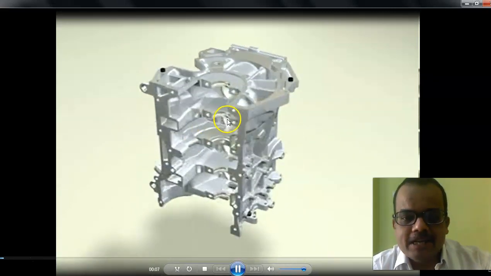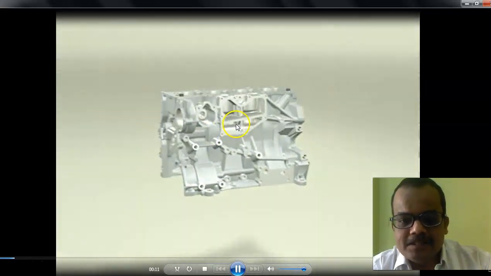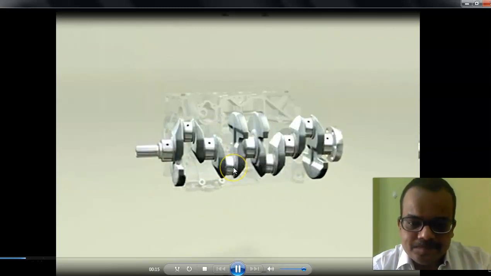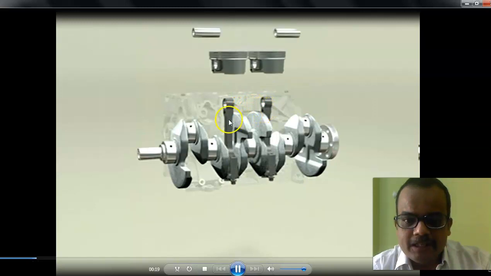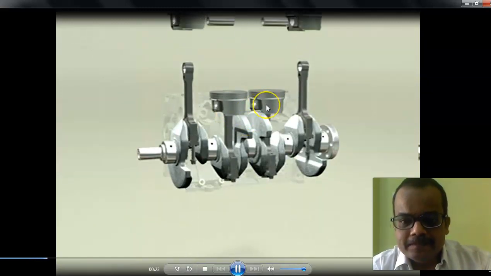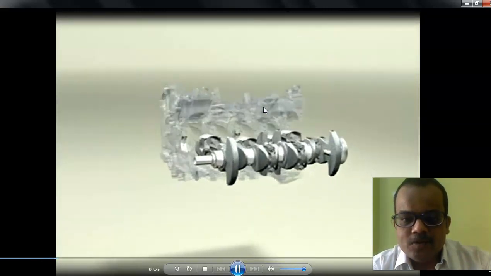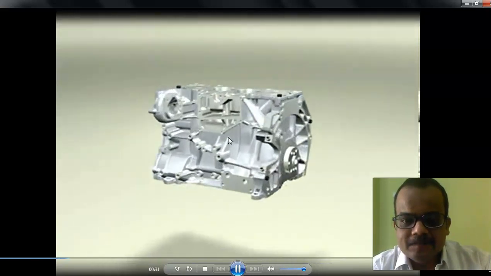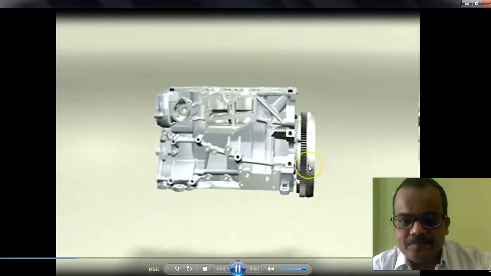Now here you can see this is the engine block which houses all the components. So this is the crankshaft, and here you can see the con rod or connecting rod. The pistons get fitted by using a piston kit. Now that whole assembly will get fitted there in a block. Now this is a flywheel.